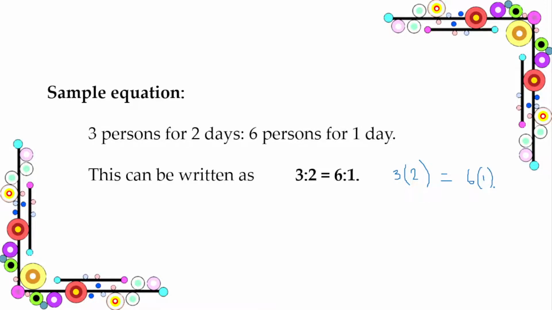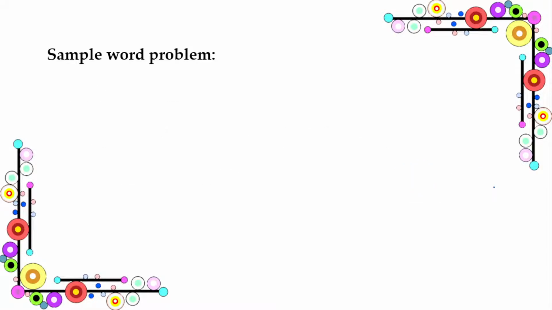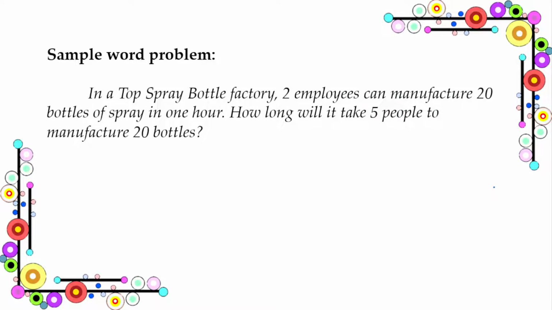Ayan. So, the number of persons needed to do the work is inversely proportional to the number of days needed to finish the work. So, since the number of persons needed to do the job increases, the number of working days should be decreased. Okay? So, let's have a sample word problem. In a top spray bottle factory, 2 employees can manufacture 20 bottles of spray in 1 hour. So, how long will it take 5 people to manufacture 20 bottles?